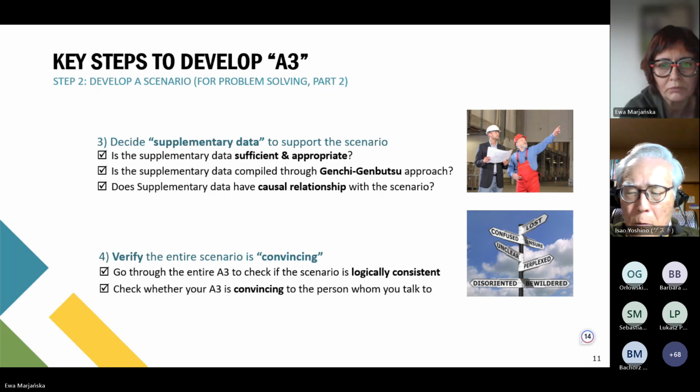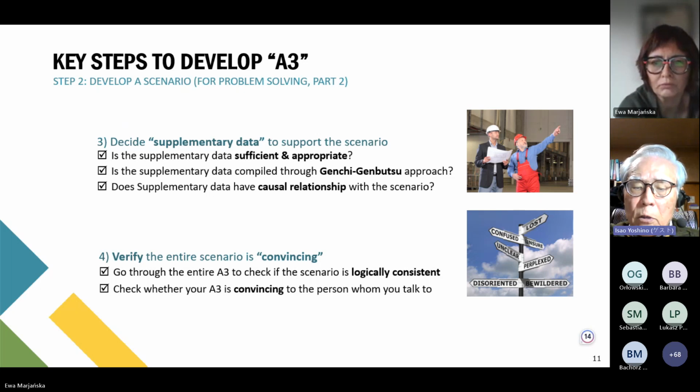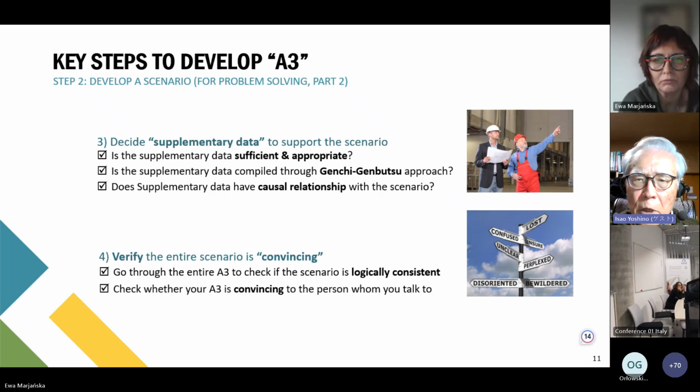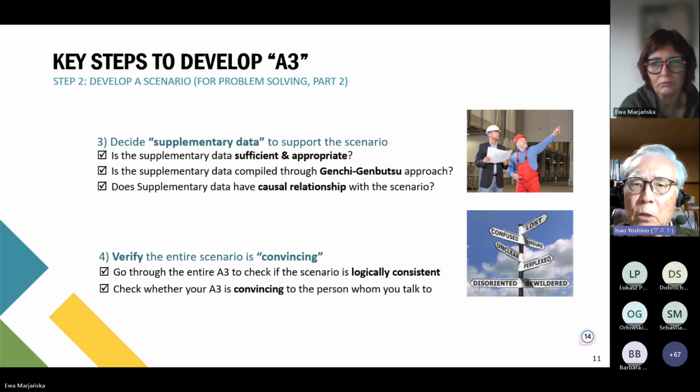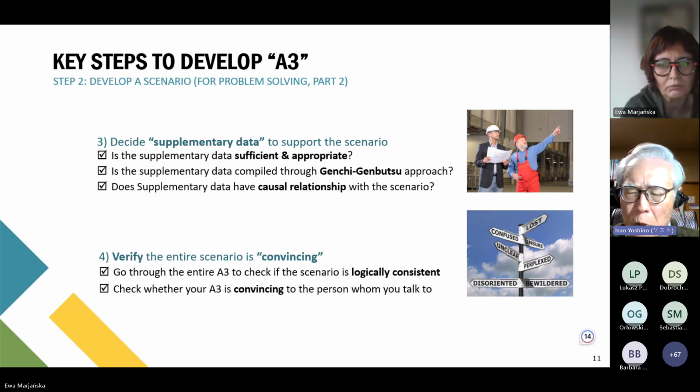And on this page, at the bottom, verify the entire scenario is convincing. Convincing means logically consistent, so it uses facts and numbers, not assumptions. And if you want to get an OK from your boss, then all the expressions need to be prepared to share all the key issues with the boss so that he or she can make decisions based on what you're talking about.